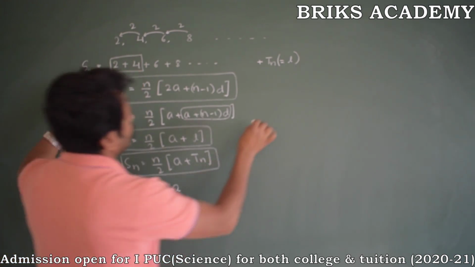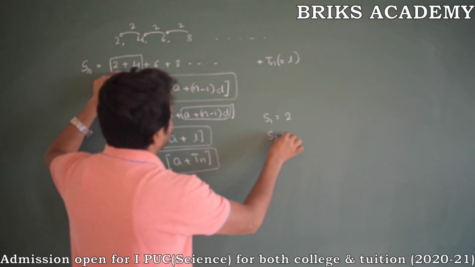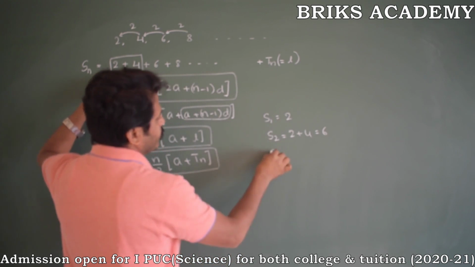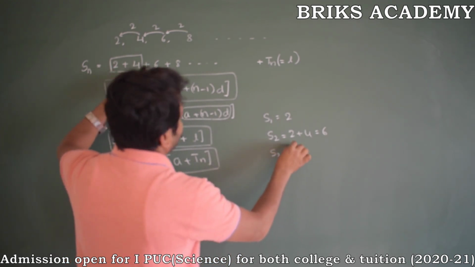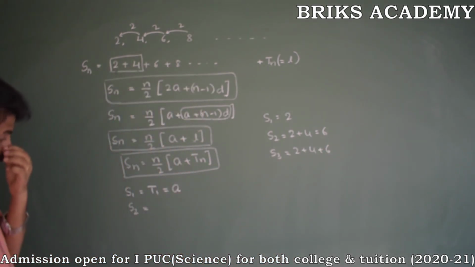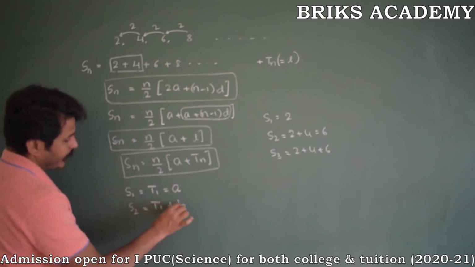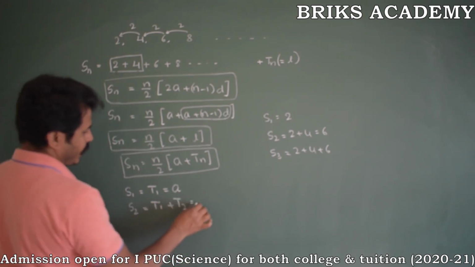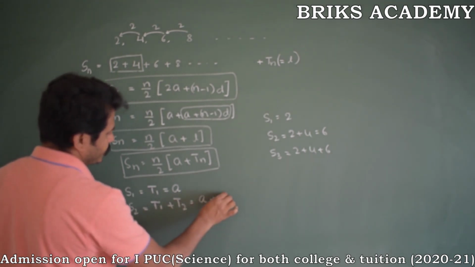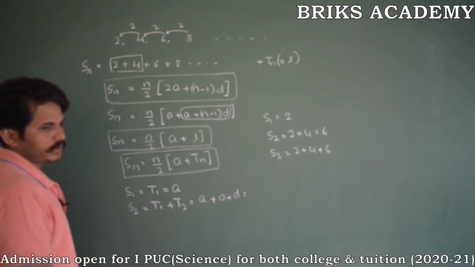If I write here, S1 means sum of first term, that is 2. S2 means sum of 2 terms, that is 2 plus 4, that is 6. S3 means sum of 3 terms, 2 plus 4 plus 6. Like that. So what is S2 now? First term plus second term, that is a plus T2, that is a plus d, that is 2a plus d.